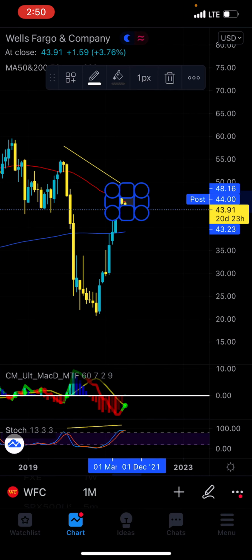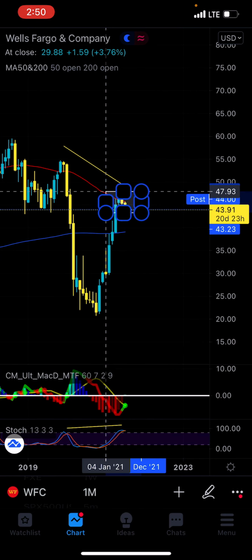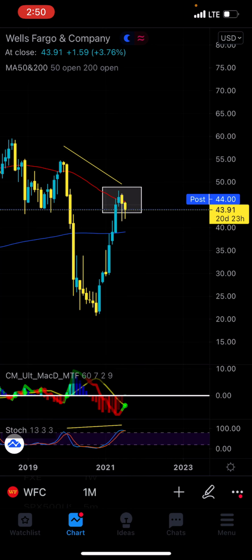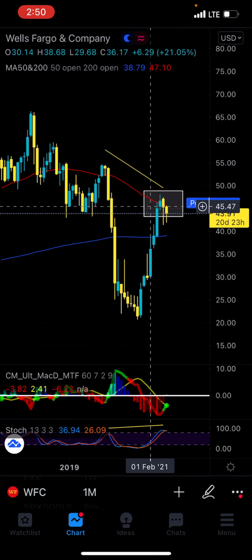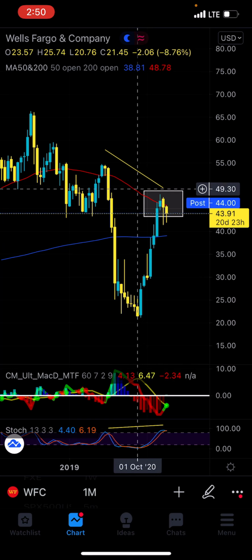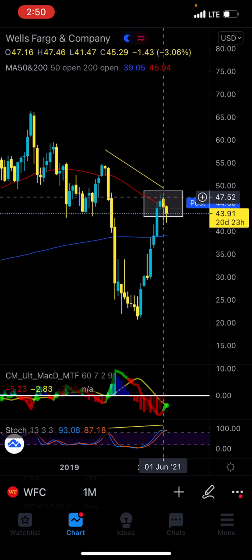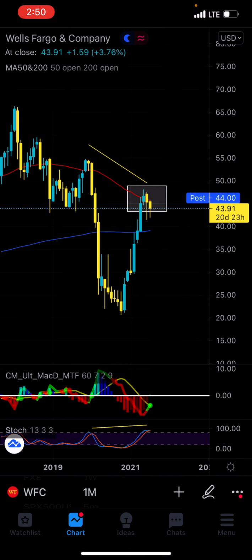Let me see if I can move this over to the right a little bit. You can see right there, it hits the 50 MA, which is this red line right here. It hits it, crosses a little bit over, and then it's basically bouncing off to the downside. So that's the second confluence.